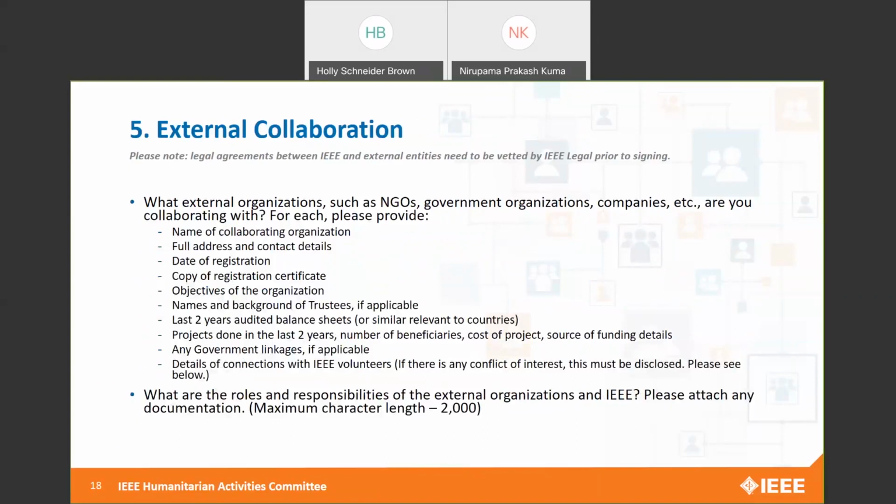And then of course we require you to collaborate with an external NGO. So please list the external NGO. Please be very clear about their roles and responsibilities. If an MOU can be signed between your local section and the NGO, please get it done. In fact, I highly, highly encourage it.